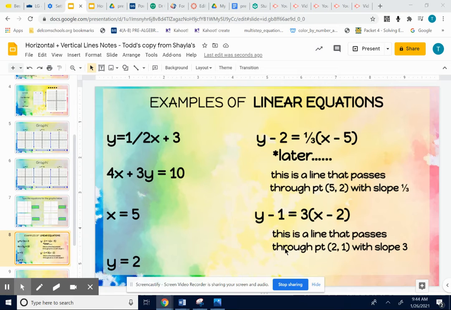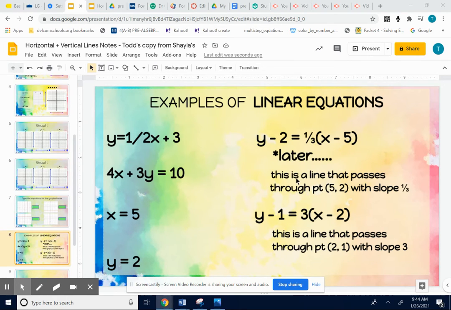Okay, so we've done slope-intercept form equations of lines. Y equals 1 half x plus 3 is slope-intercept form. Okay, we've done standard form of a line, like 4x plus 3y is equal to 10. Okay, now we've done vertical and horizontal lines, x equals 5, y equals 2. So when you see an equation that looks like any of those four, you know those are linear.